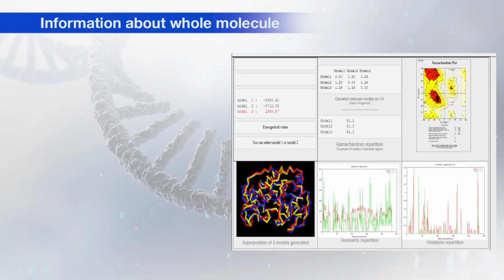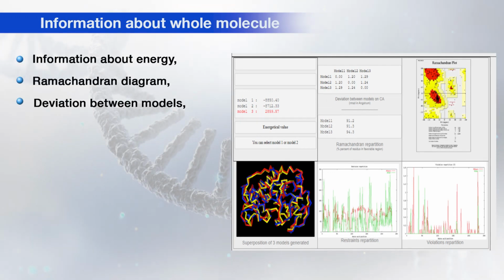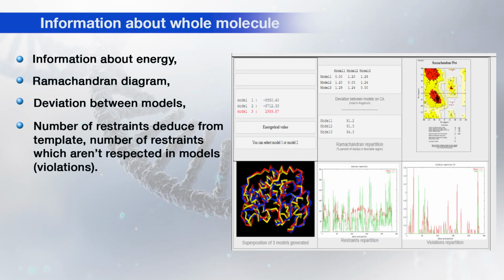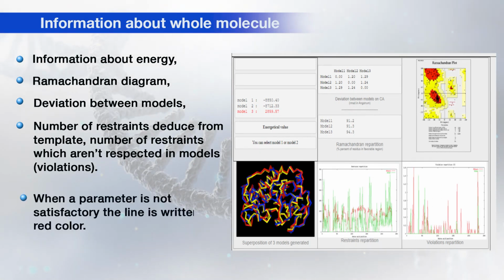By understanding all the outputs, the protein model can be understood, and information about the whole molecule can be taken in terms of energy. Second, the Ramachandran plot can be understood. Third, deviation between all the models can be understood and explained. Fourth, the number of restraints can be deduced from utilizing the template. The number of restraints which aren't respected in models can also be violated. When a parameter is not satisfactory, the line is written in red color. So, we can see that in the segment if it is mentioned.